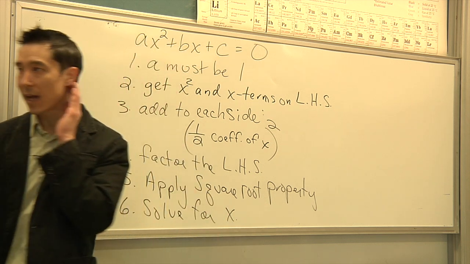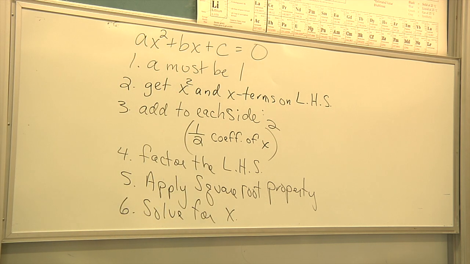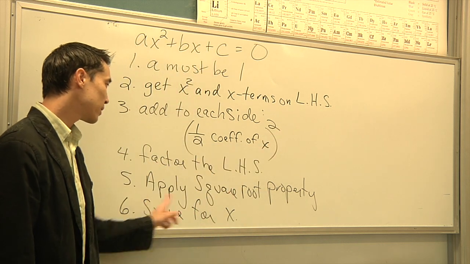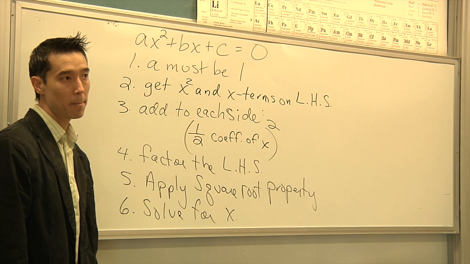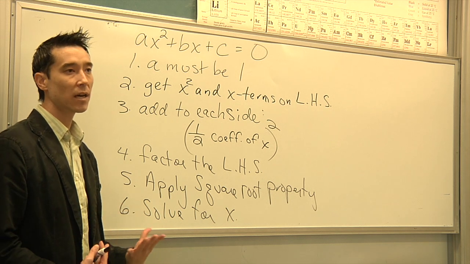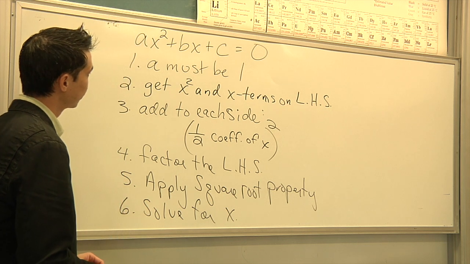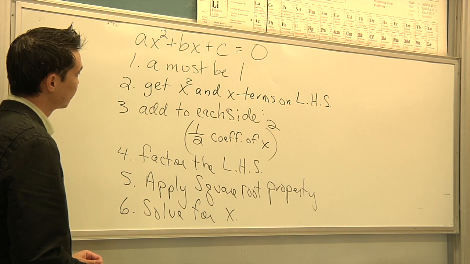All right, please make sure you write that down, because I'm about to erase it so we can walk through a problem together. Okay? 6 steps to solving using completing the square. A must be 1. Get x squared and x on the left-hand side. Add to each side 1/2 the coefficient of x, whatever that is, and then we're going to square it. Factor the left-hand side, apply the square root property, and then solve for x. Okay? It's these same 6 steps each and every time we solve by completing the square. Everybody got this?